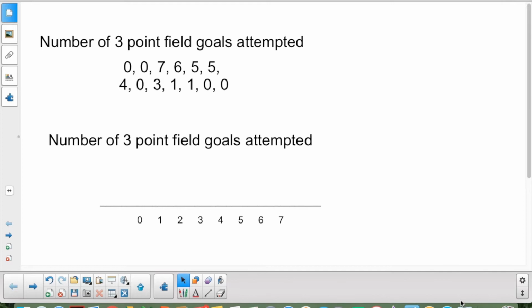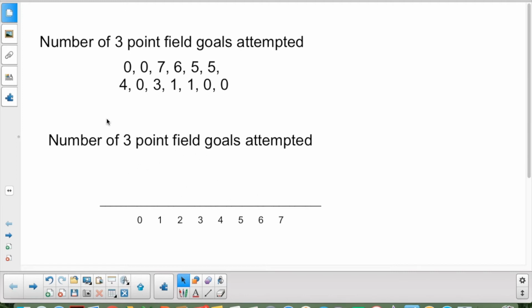Well, what I'm going to look at is a couple different things. First is the number of 3-point field goals attempted. So I collected some data. Here's the numbers from my count, watching the game. All right, so what we're going to do is create something called a dot plot. Dot plot, it's real simple.